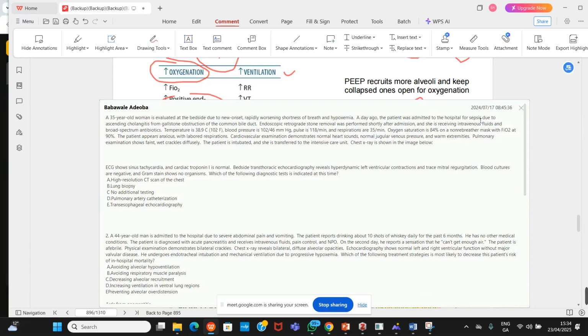What's our diagnosis going to be here? Anybody? Acute respiratory distress syndrome. ARDS. So which of these tests are we going to do? Anybody? Which of these are we going to pick?